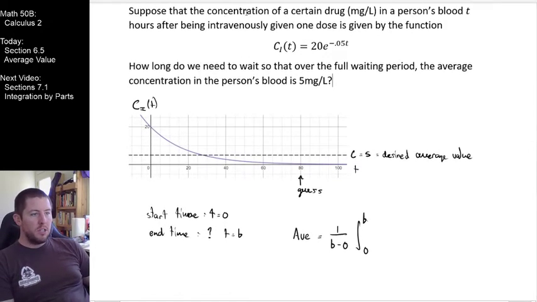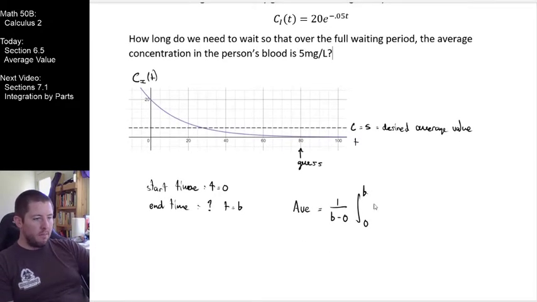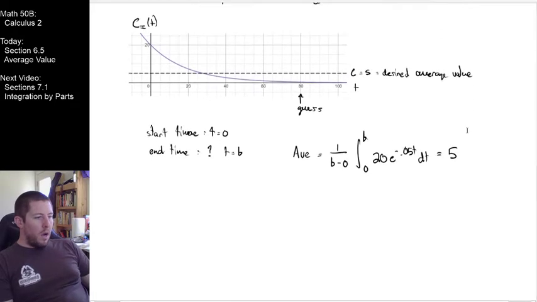And we've got our function of interest, 20e to the negative 0.05t dt. All right. So let's go ahead and see if we can, and we know what we want our average value to be. Sorry, that's our last and very important part right there, right? I know that that's going to be a 5 right there. So what am I thinking here?